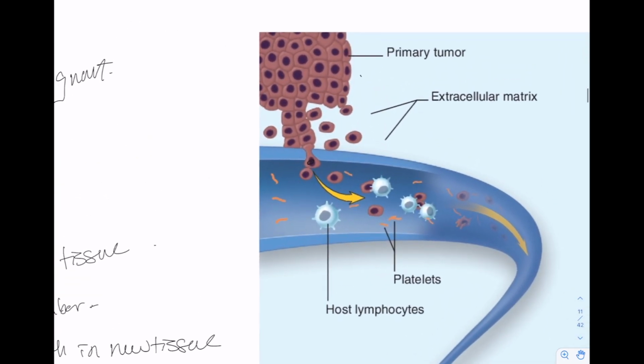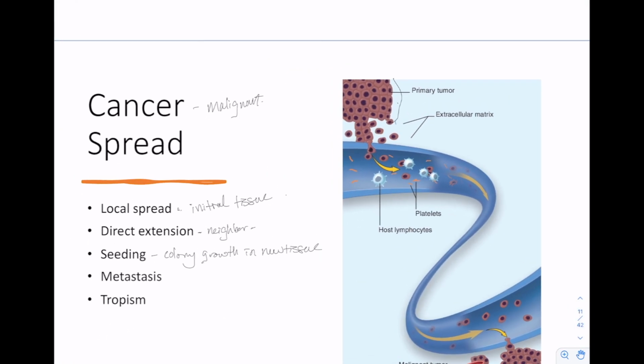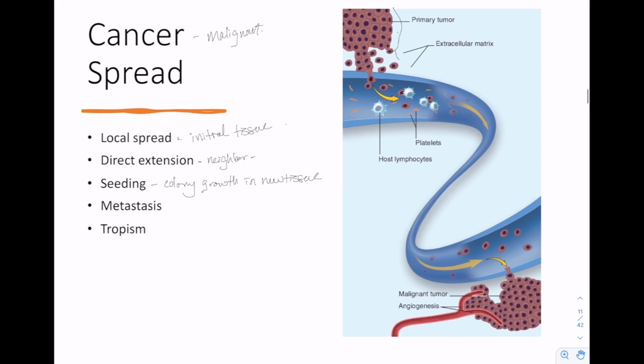That's kind of what we're seeing up here. We have the primary tumor up here. That's the local growth. Direct extension moves into the surrounding tissues right here. And then we get metastasis. In metastasis, we move past the local or secondary tissues and move to a distant tissue. Usually for metastasis to take place, we move through blood vessels, usually the veins, and the lymphatics.